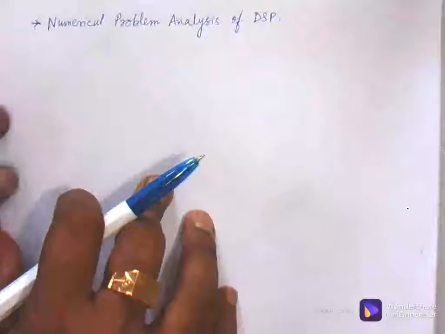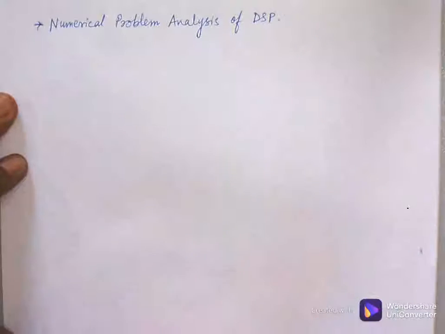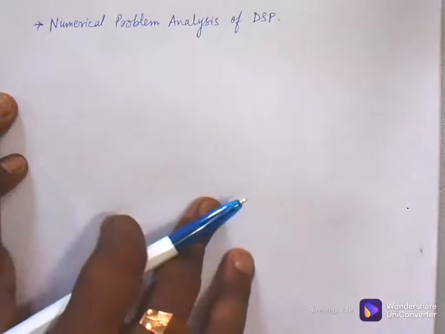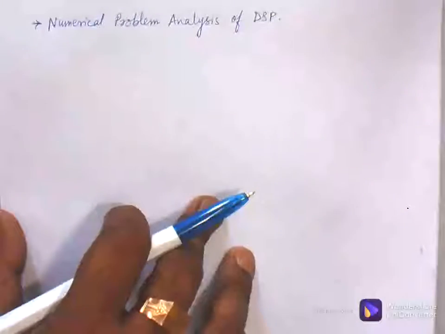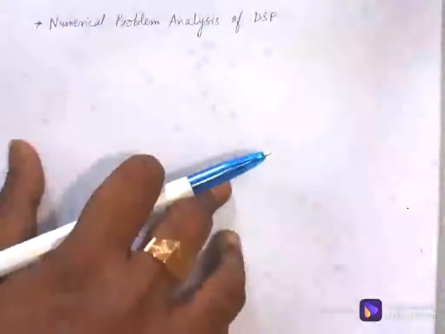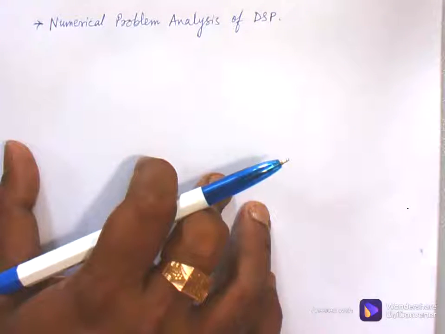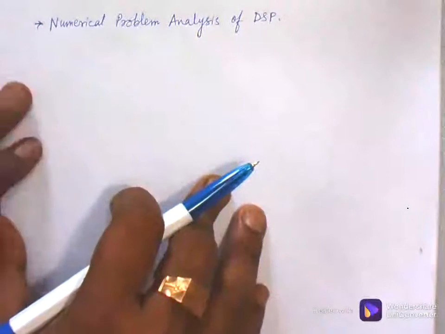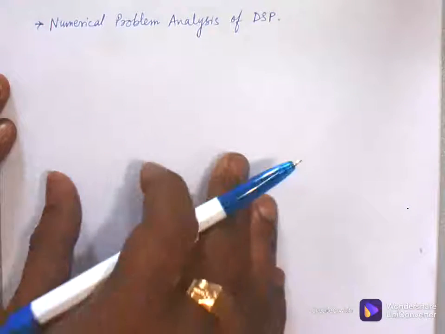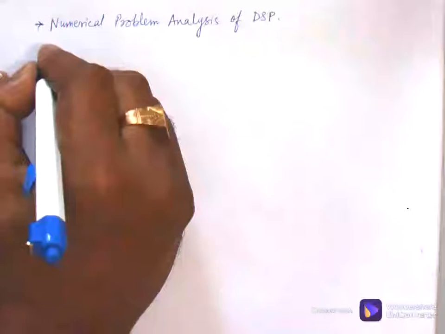So after the first chapter, first part, that is related to the numerical problems of DSP, and in that chapter part we have solved the periodic signal related problems as well as power and energy related problems. Now we are moving to the second part. In this part I will discuss response related problems.